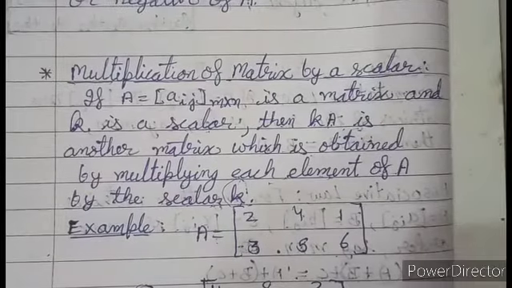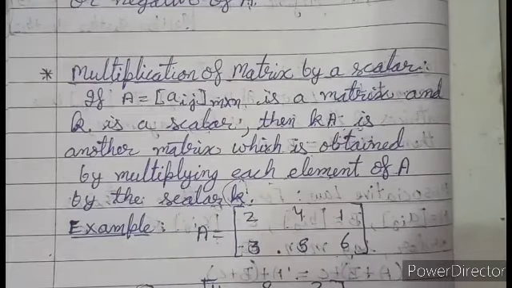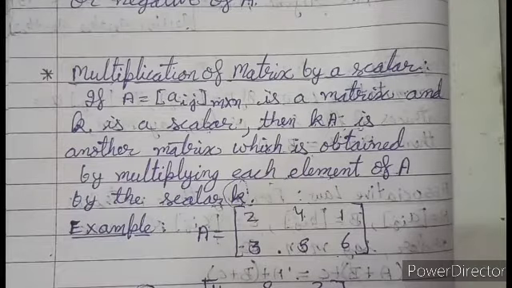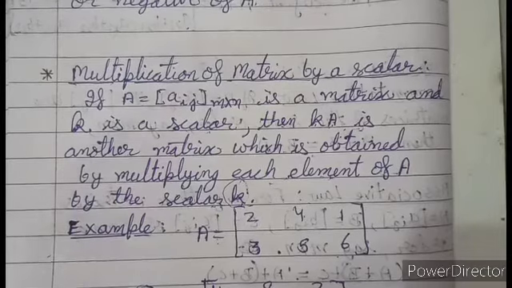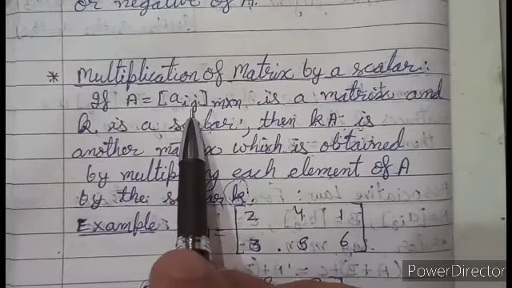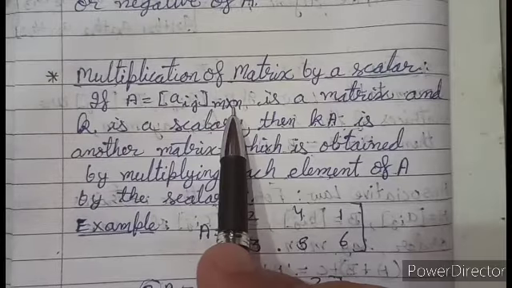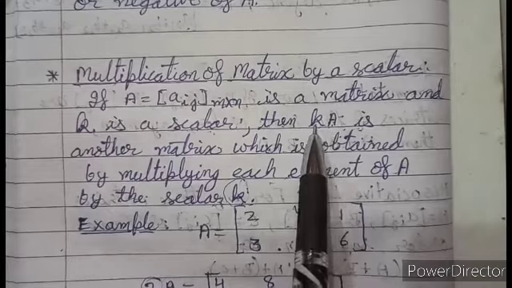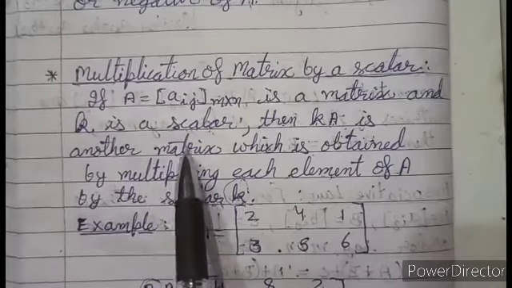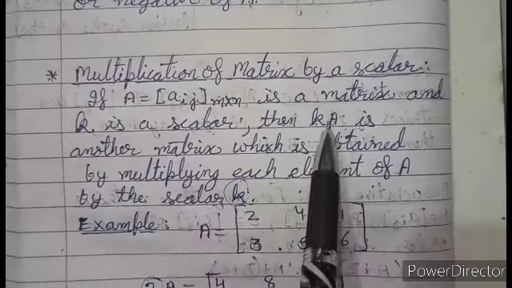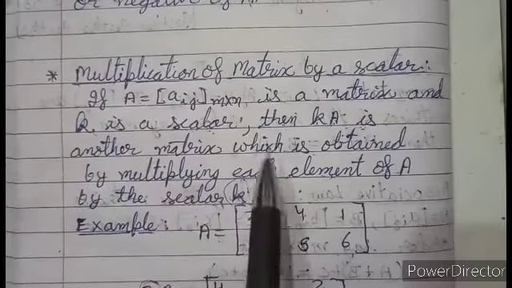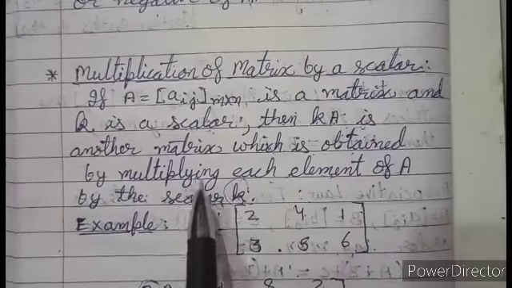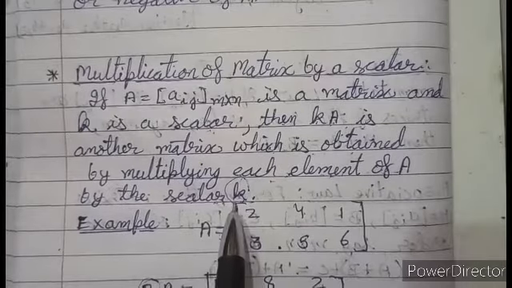After addition of matrices, our next topic is multiplication of a matrix by a scalar. Now how can we multiply a scalar to a matrix? Suppose there is a matrix Aij of order m by n, and k is any scalar. Then kA, that means k multiplied to matrix A, is another matrix, which is obtained by multiplying each element of A by the scalar k.